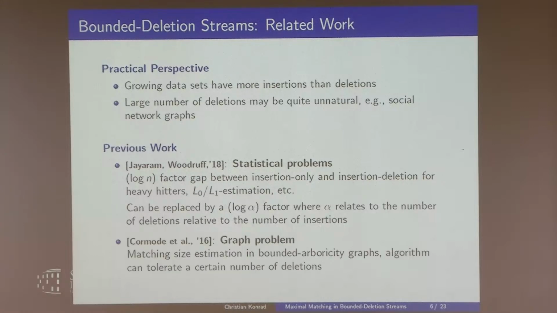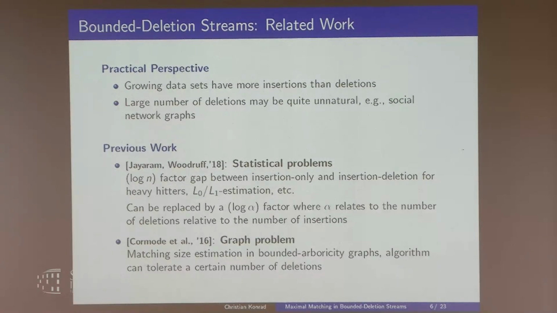We also have a work in the graph streaming world. There's a work by Cormode et al. for matching size estimation in bounded arboricity graphs, and they essentially have an algorithm that works really nicely when you bound the number of deletions. So it's not really targeting explicitly the bounded deletion setting, but it translates quite well into the setting. But I believe this concludes, to the best of my knowledge, the literature on that topic.